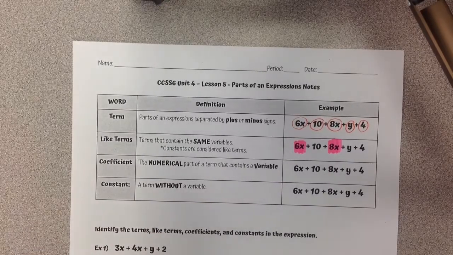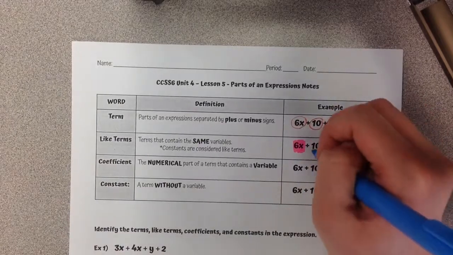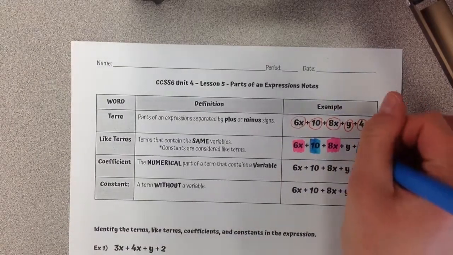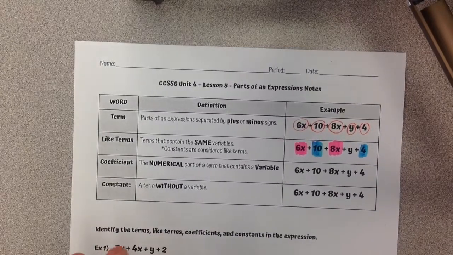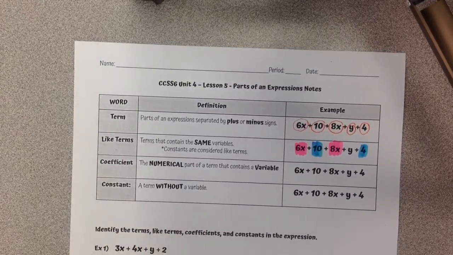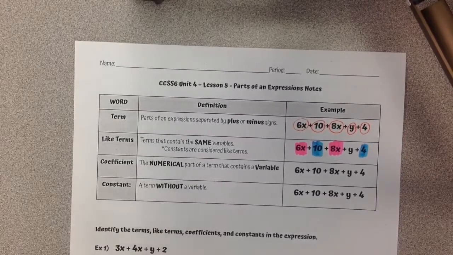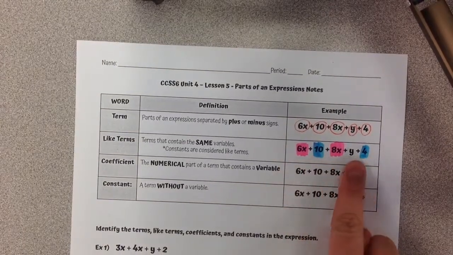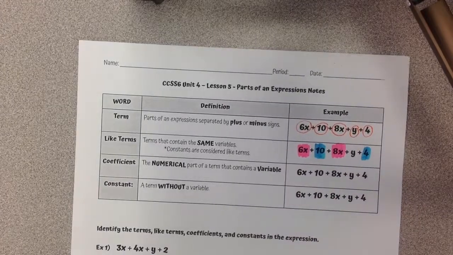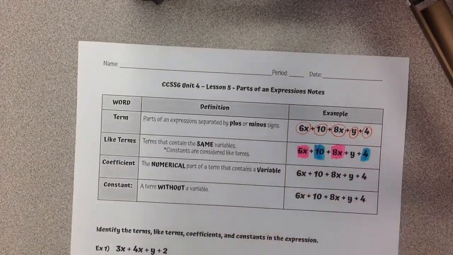We'll talk about what a constant is in a minute, but just these numbers that are not attached to variables, 10 and 4, are also like terms. The reason they're like terms, and we'll talk about this in a later lesson, is because you can combine them together. The only one in this example that does not have a pair as a like term is the y. No other term has a y as a variable, so that one just stands alone. 6x and 8x are like terms, 10 and 4 are like terms.